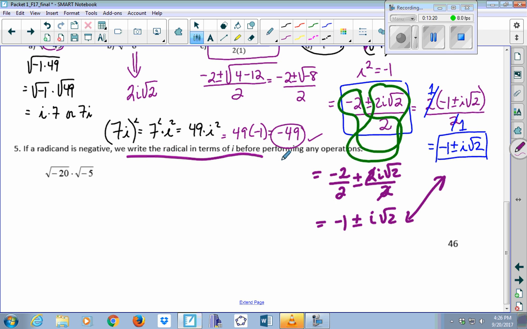So what this means is that I'm going to take the square root of negative 20 and write it as the square root of negative 1 times 20. And then the square root of negative 5 is the square root of negative 1 times 5. And now this radical symbol will go over each one of these factors.